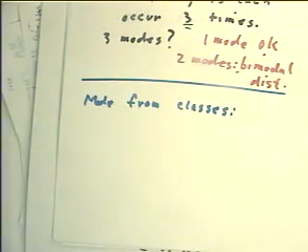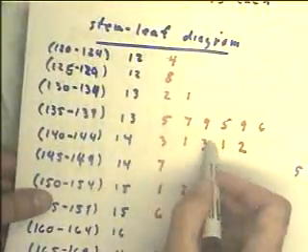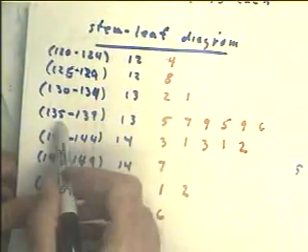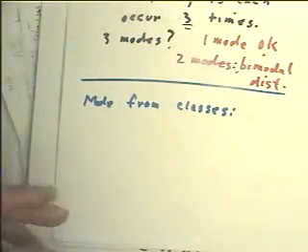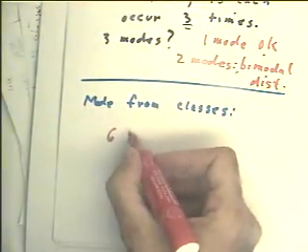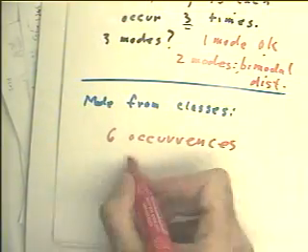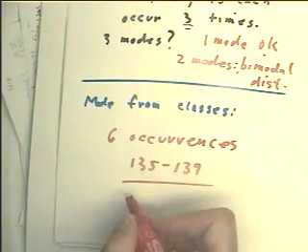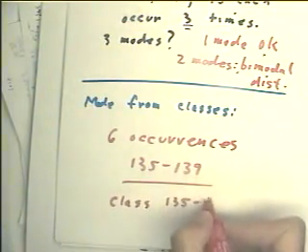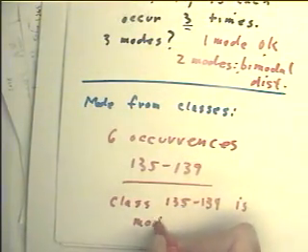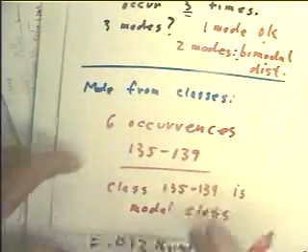Okay, if we look back at the classes, and I'm going to have to leap back here just a bit. Okay, if we go to the classes here, and if we just look at the stem leaf diagram, we can see that the mode here is between 135 and 139. So the class between 135 and 139 would be the class mode, the class which has the greatest frequency. So we would say that that would be the 6 occurrences (135 to 139). The class 135 to 139 is the modal class here, the class which has the greatest frequency.